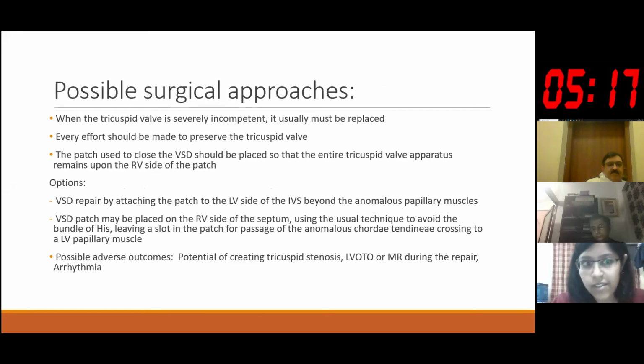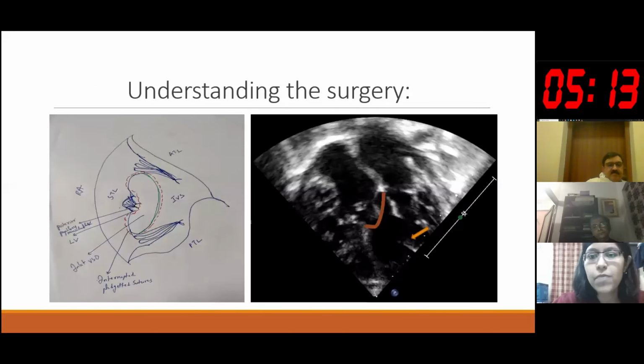He went ahead with the surgery by the first method, in which he resected as many of the anomalous papillary muscles in the body as he could, and incorporated the patch in such a way that as many of the papillary muscles in the body of the tricuspid valve as were possible were incorporated on the RV side of the septum.